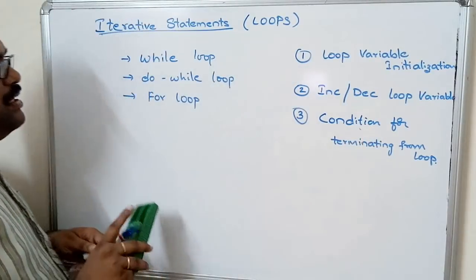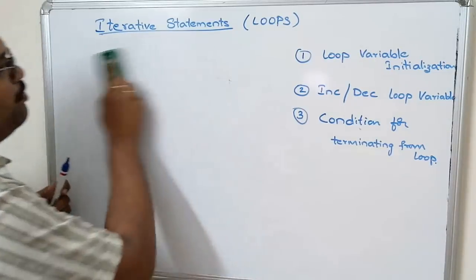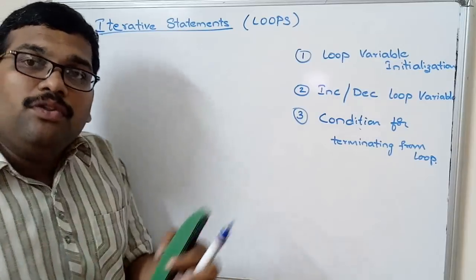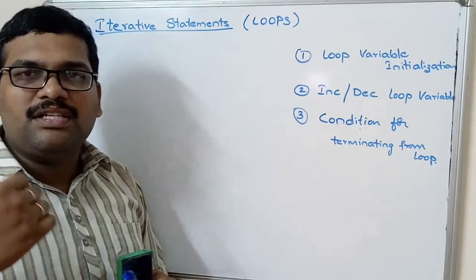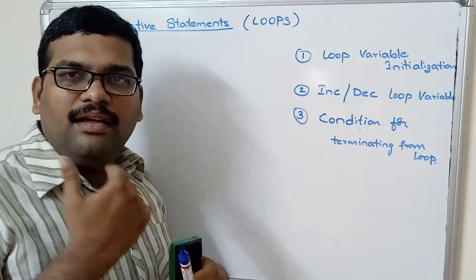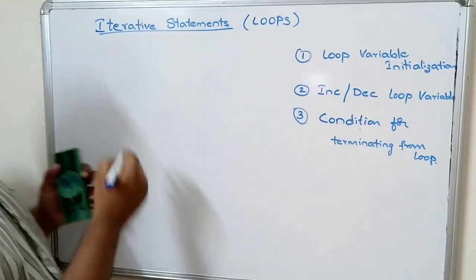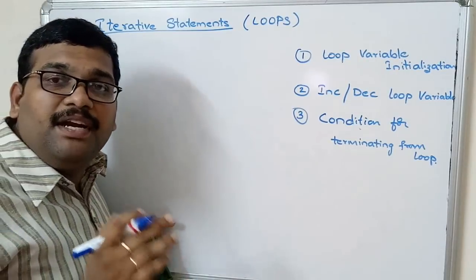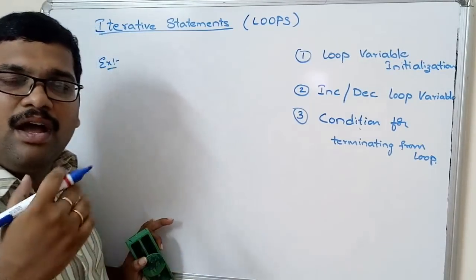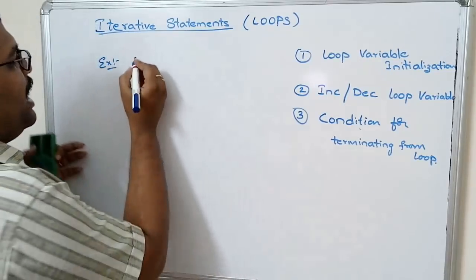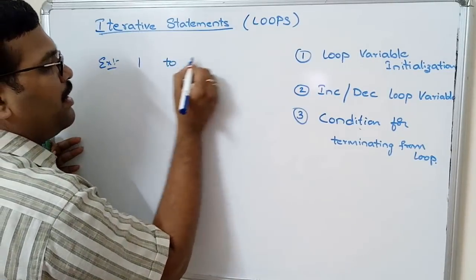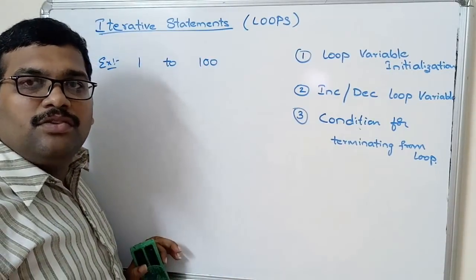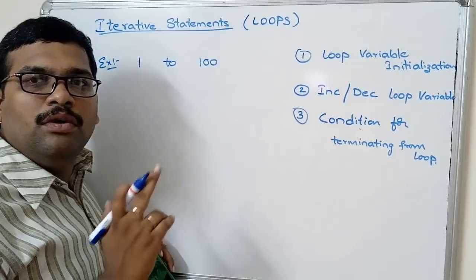Now let us see them one by one, coming to the while loop. But before going to the while loop, what is the importance of a loop? Why do we have to write a loop? So let us take an example. If the problem statement is printing n natural numbers, that means if I want to print the numbers from 1 to 100. So this is the problem statement given.